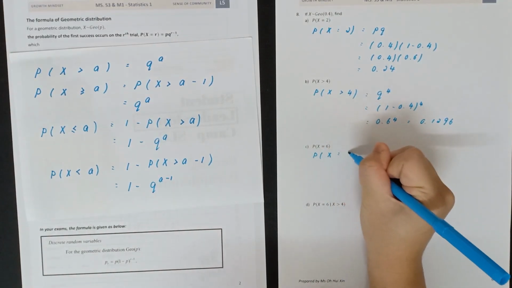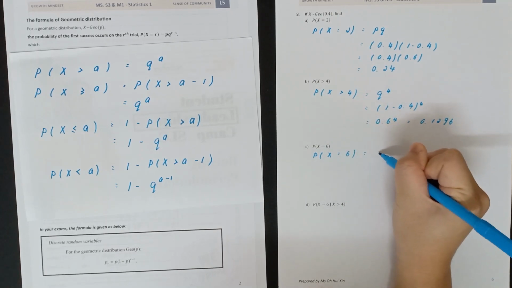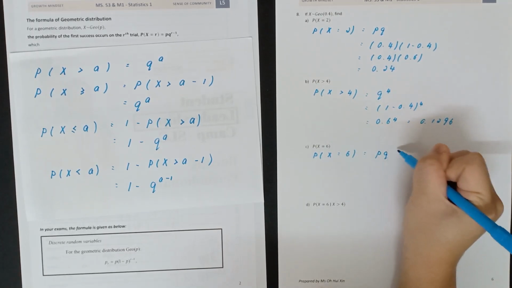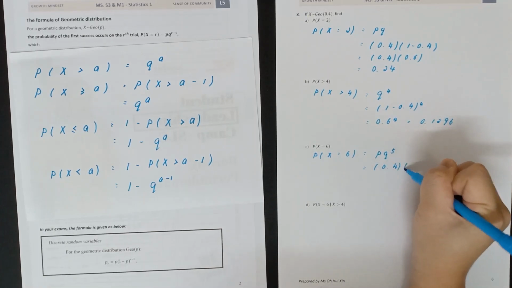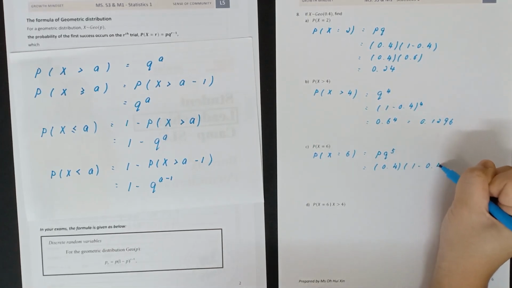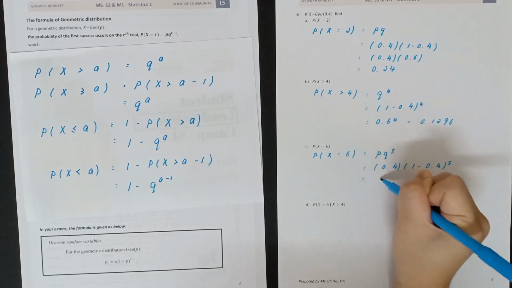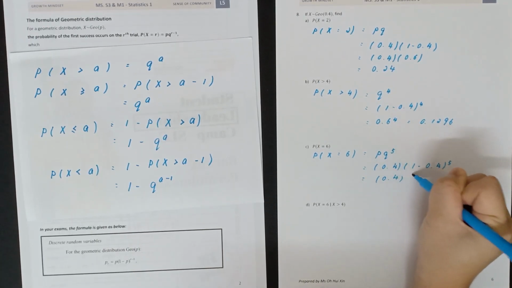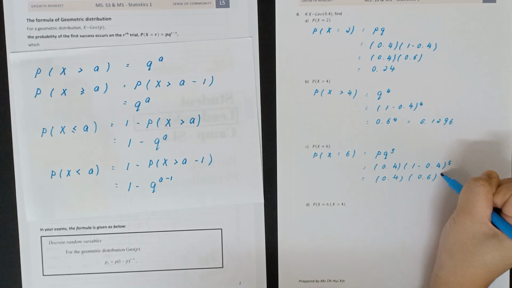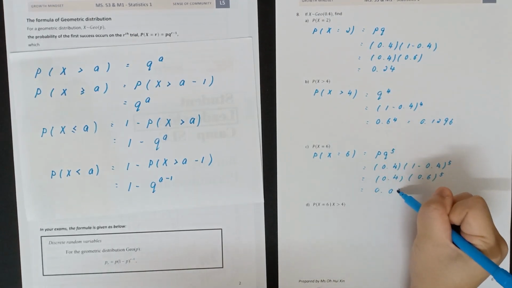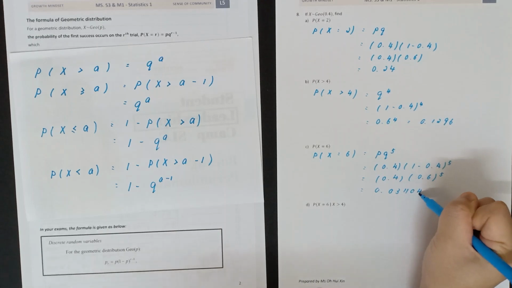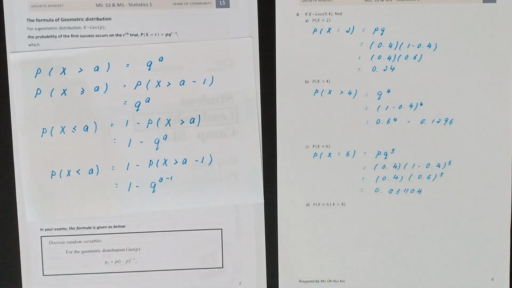Alright, okay, C. I think this is the easy one. The number of trials that you need is 6. So you have 1 success, and you fail 5 times. So 0.4 times 1 minus 0.4 power 5, which means 0.4 times 0.6 power 5, and that will give you 0.031104.